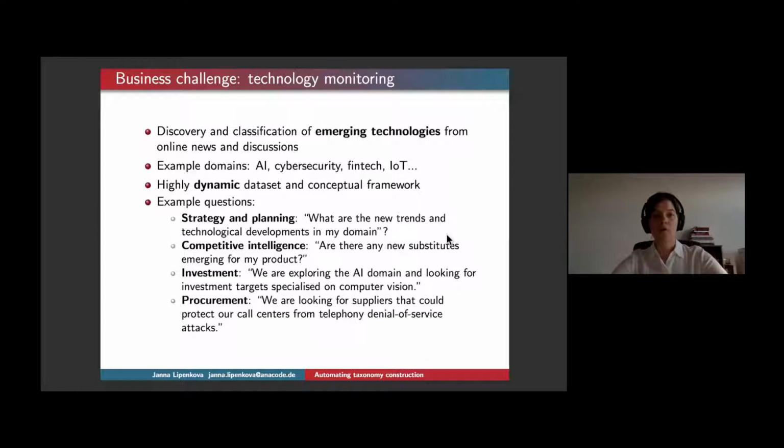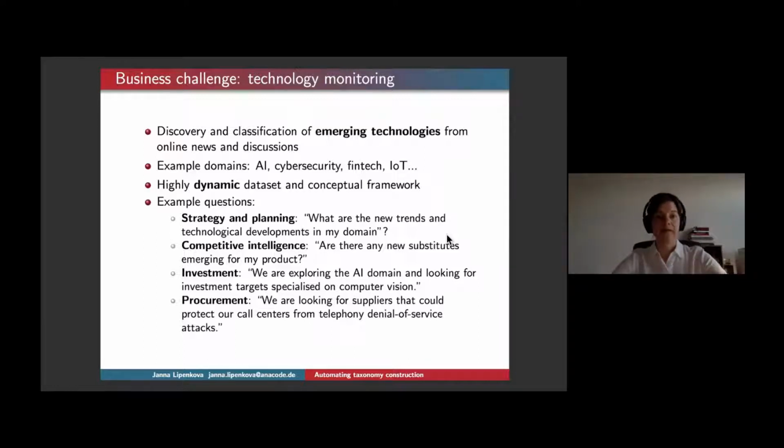We work mostly with online data, and this means that the data set is highly dynamic because, as said, the technologies and also the companies active in these technologies are changing very quickly, and thus the conceptual framework that you lay behind the NLP processing is also changing very quickly.